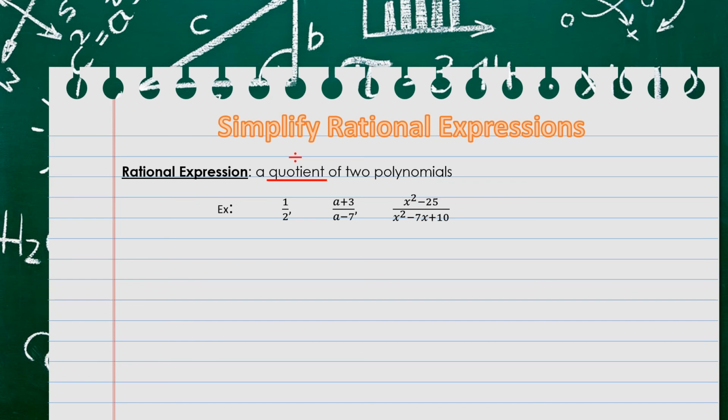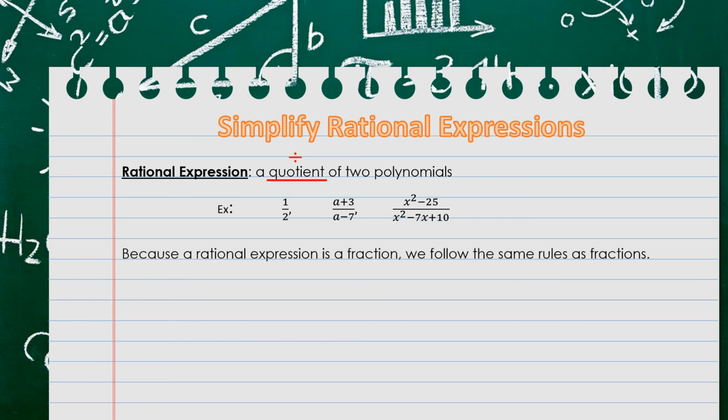1/2, a plus 3 divided by a minus 7, or x squared minus 25 all over x squared minus 7x plus 10. Notice these are all written in terms of division, or in essence, it looks like a fraction.